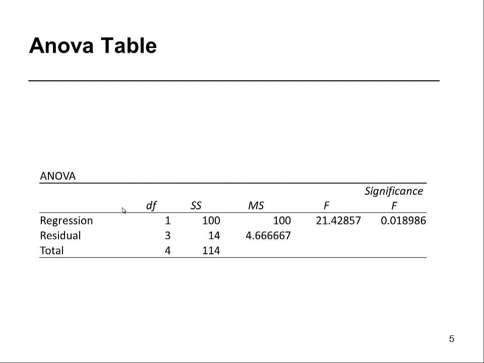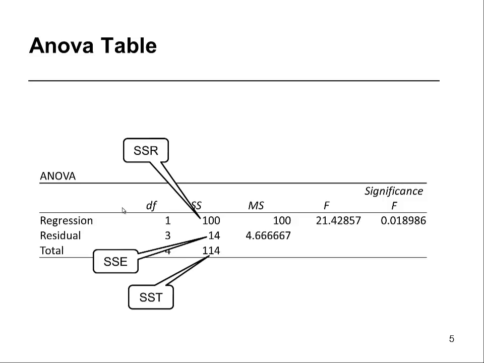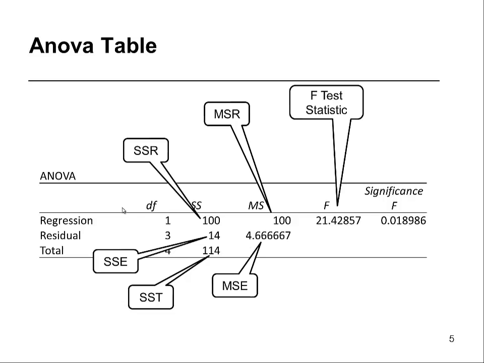Let's take a look at the ANOVA table. Here is our sum of squares of regression, our sum of squares of error, our sum of squares total, our mean square of regression, our mean square of error, and our f-test statistic. To the right of that, we then have the f-test p-value.